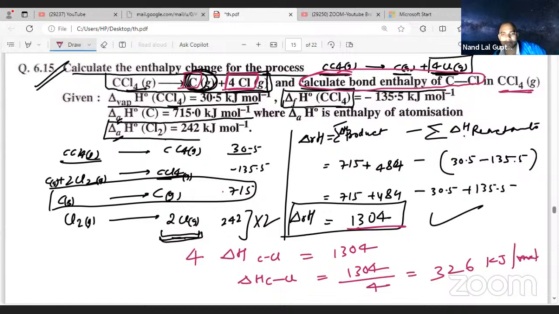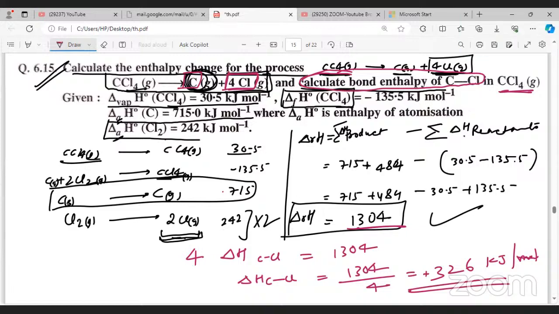Little bit tough, not much more. And bond dissociation is an endothermic process. So the sign will be positive because you are breaking the bond. So energy needs to be supplied. Yes, sir. Check.